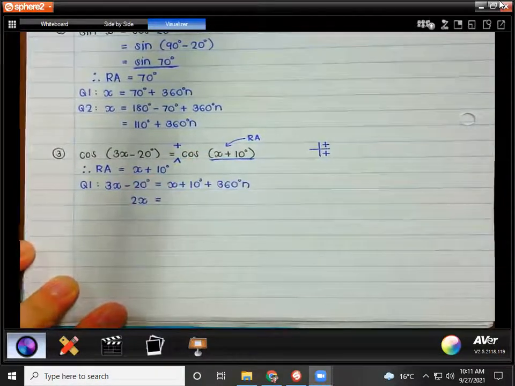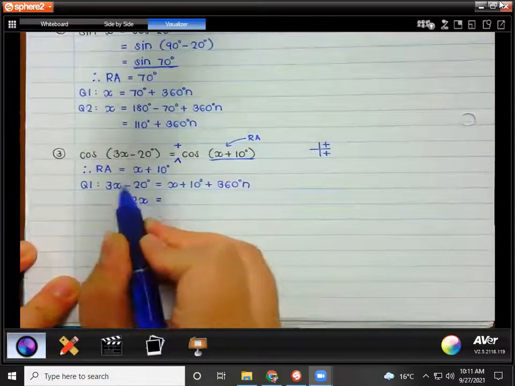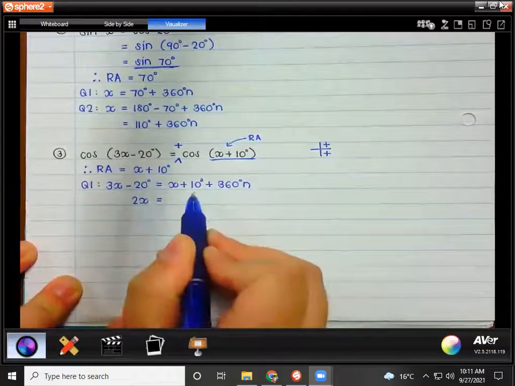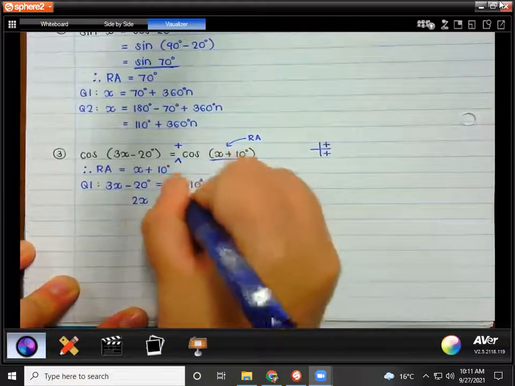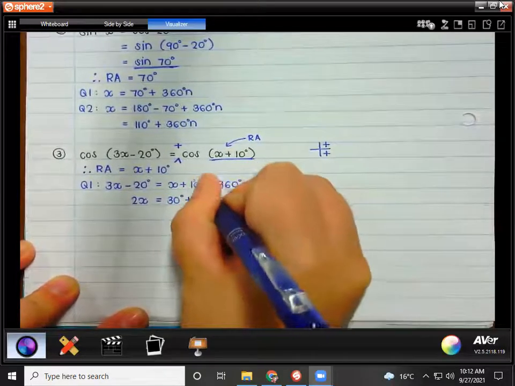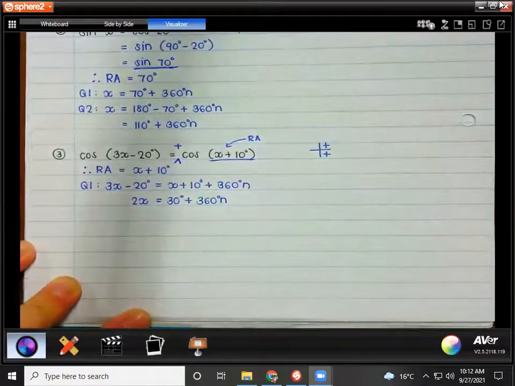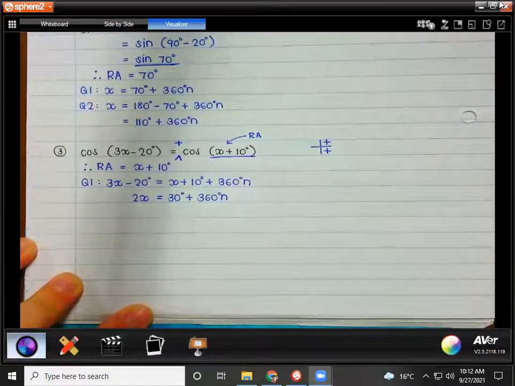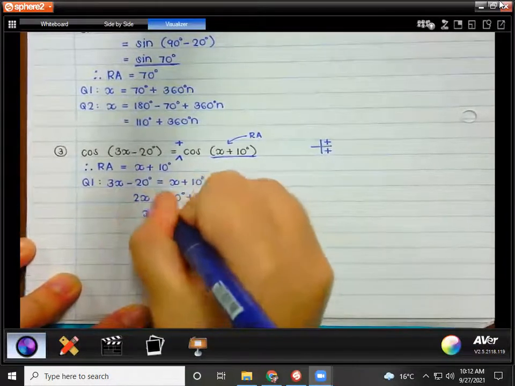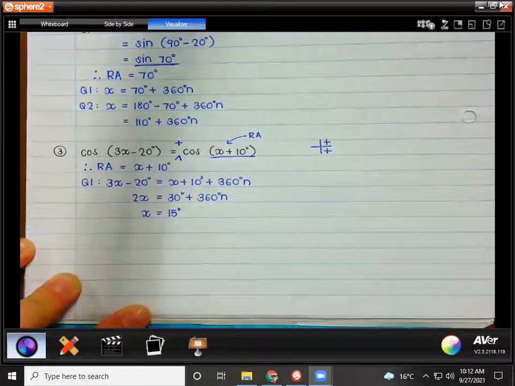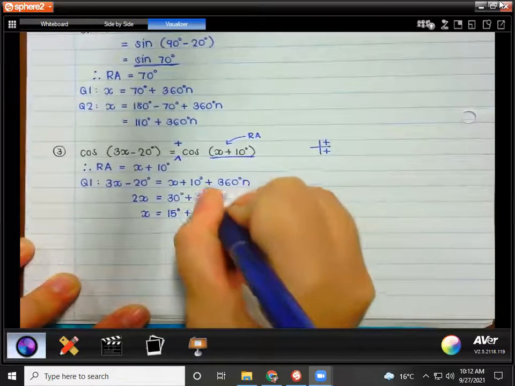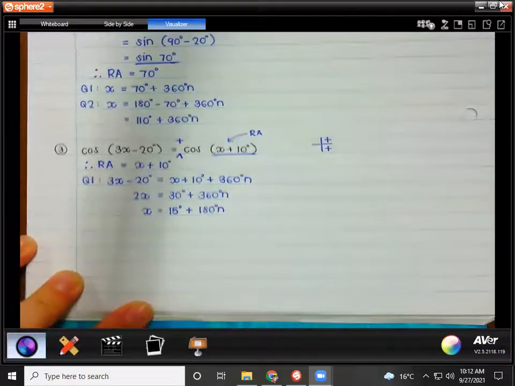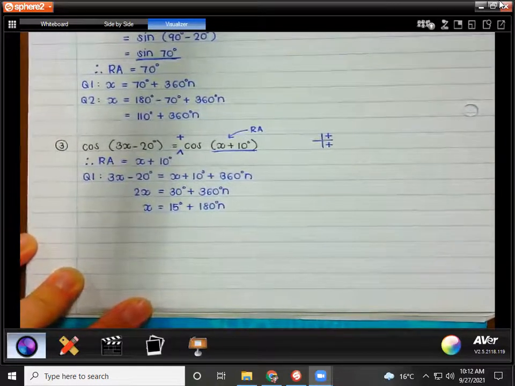equal to, I have a 10 degrees over here. I need to move this minus 20 over. When I move it, it's going to become plus 20. What's 10 plus 20? 30 degrees. And we must remember our plus 360n. And now what must I do with that 2? Divide everything by 2. Okay, so I'm going to get x equals 15 degrees because 30 divided by 2 is 15 plus 180n. That is my quadrant 1 general solution.